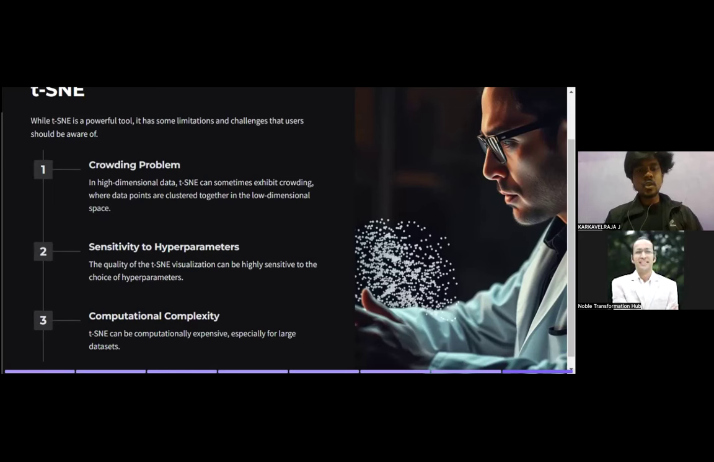Next, sensitivity to hyperparameters. The quality of t-SNE visualization can be highly sensitive to the choice of hyperparameters. We have seen perplexity, iterations, and other different parameters. This kind of hyperparameter tuning can change the complete result of t-SNE. We may see only 3 clusters, but once you change the perplexity value, it can become 10 clusters. That's the reason it is very sensitive to hyperparameters.